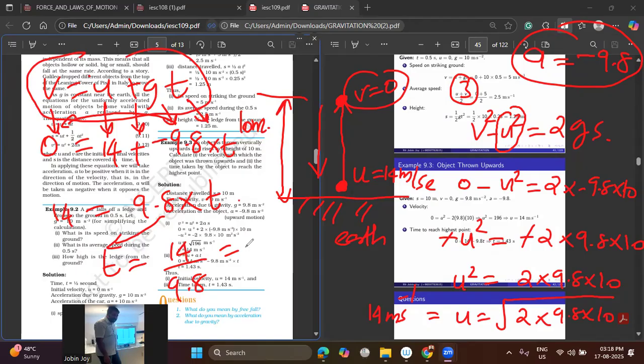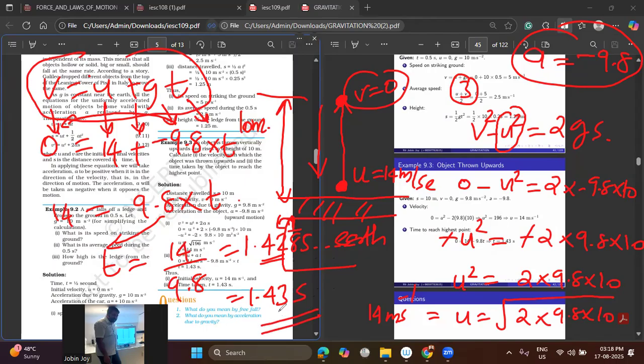When you divide 14 by 9.8, the answer is 1.4285 and so on. Here I am taking the first two digits only and cancelling the remaining digits. Since the next digit is 8, I round up: 1.42 plus 1 becomes 1.43. So the answer is 1.43 seconds.